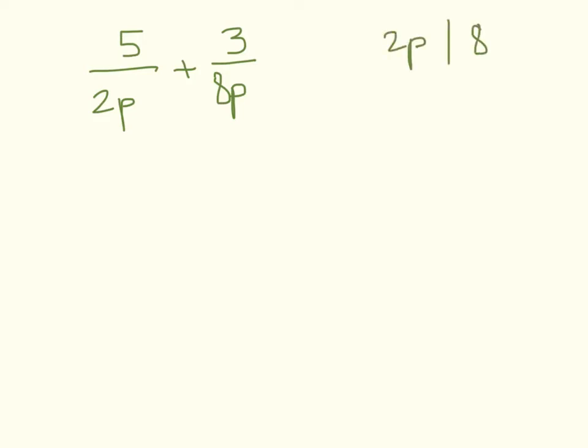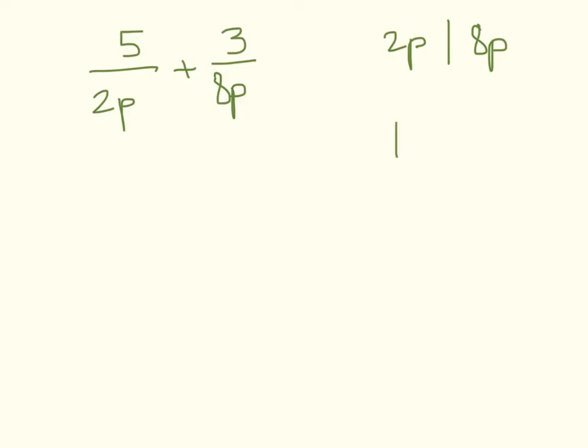All right, for our first example, we're going to start off with a pretty simple one. I'm going to give you 5 over 2p plus 3 over 8p. Now the first step is going to be to find the common denominator. So it looks like I've got a 2p and an 8p as my two denominators here. These are monomials, so I'm going to start by looking at the numbers. Between a 2 and an 8, I want to ask myself, what number can those both be? In other words, what can they both become?